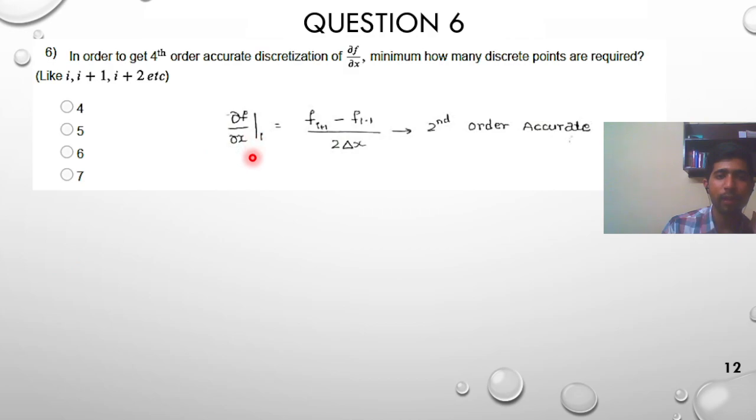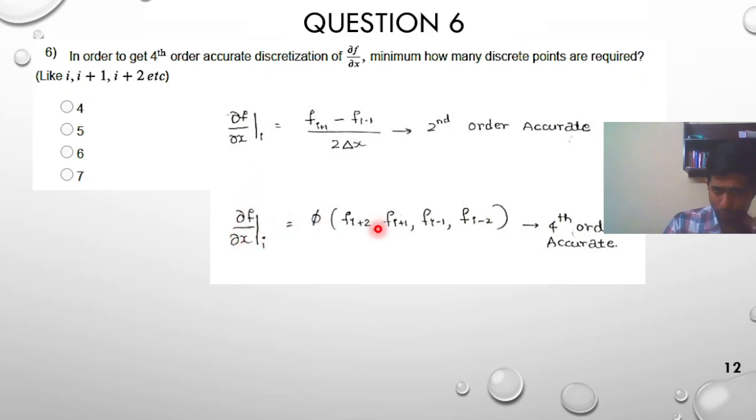Dou f by dou x. If I use two grid points, discrete points, I'll get second order accuracy. If I use four discrete points, f i plus 2, i plus 1, i minus 1, i minus 2, I'll get fourth order accuracy. So using 4 grid points, I can get fourth order accuracy. So option number 1 is correct. Only you can have 4 grid points and get fourth order accuracy using the central difference.